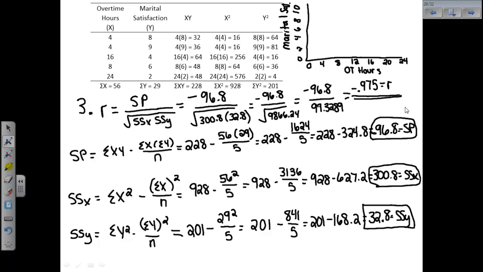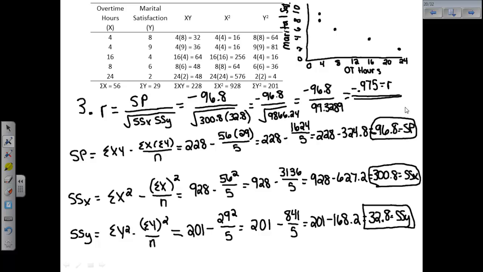Okay, so the first person worked 4 overtime hours and had a marital satisfaction of 8. 4 and 8, right about here. Next person, overtime hours of 4, marital satisfaction of 9. So right about here. Next person, 16 overtime hours and marital satisfaction of 4. So right about here. Fourth person, 8 overtime hours, marital satisfaction of 6. So right about here. And then the last person, 24 overtime hours and a marital satisfaction of 2. Right about here.